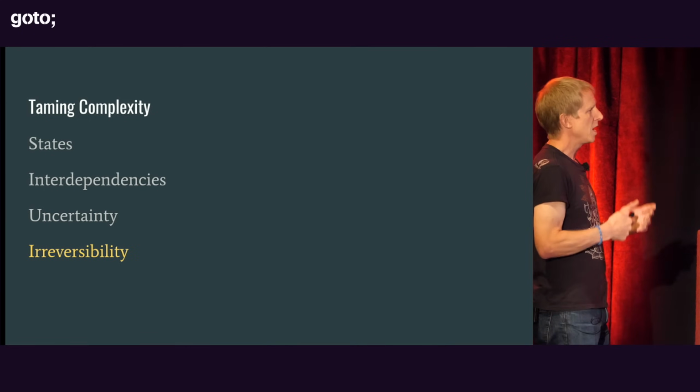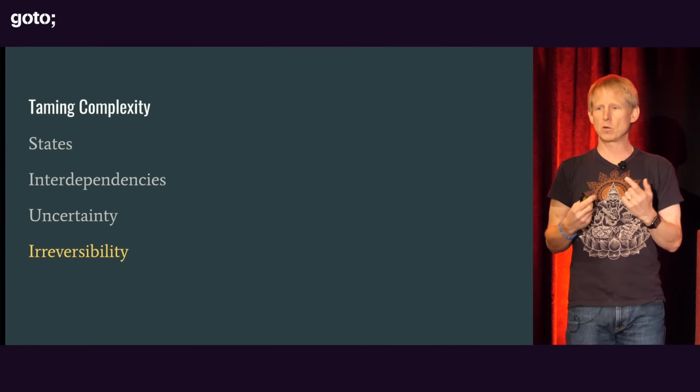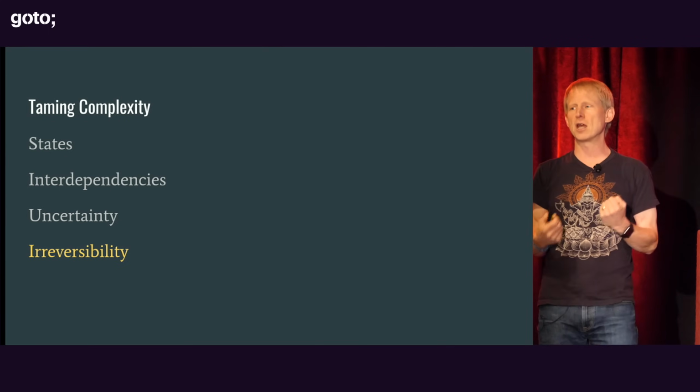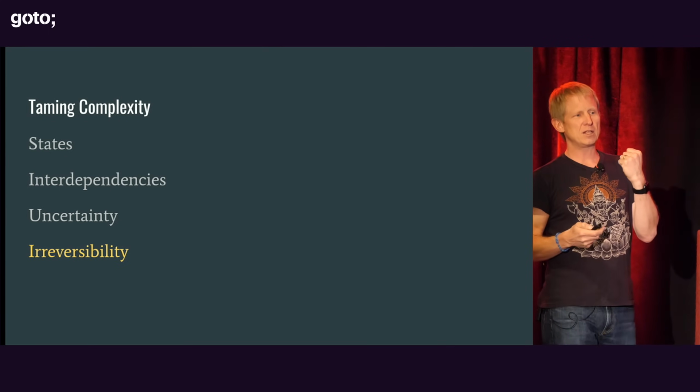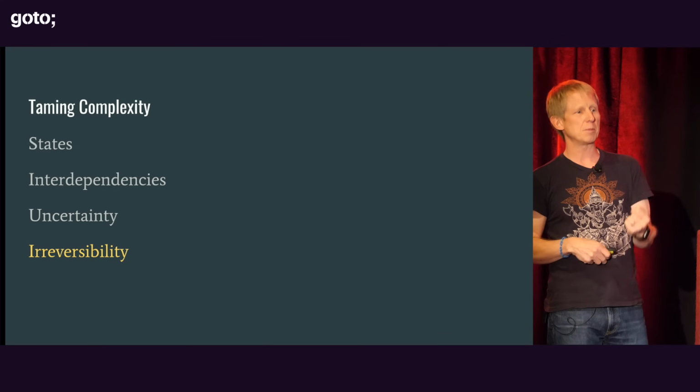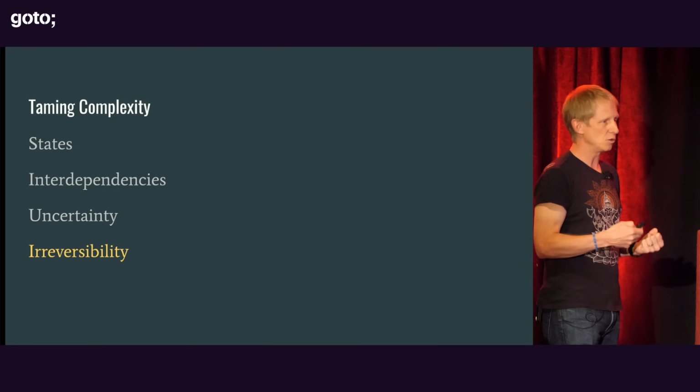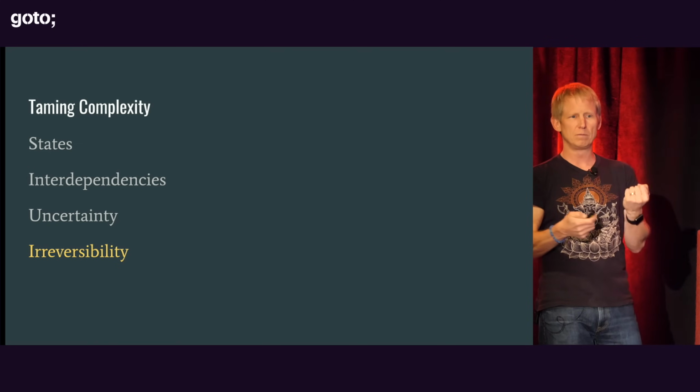But then they realized, wait a minute, irreversibility is something we can tackle, right? Think of it as an undo button. They're like, if I can tackle the irreversibility problem, then anything I do wrong, I can undo and correct it.